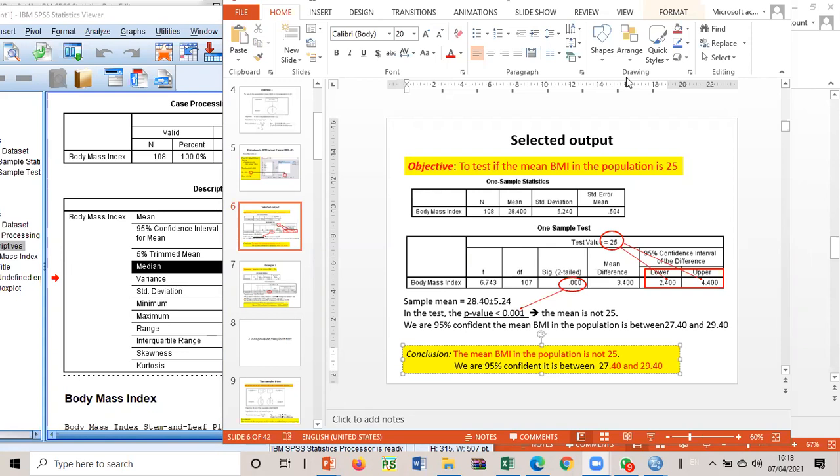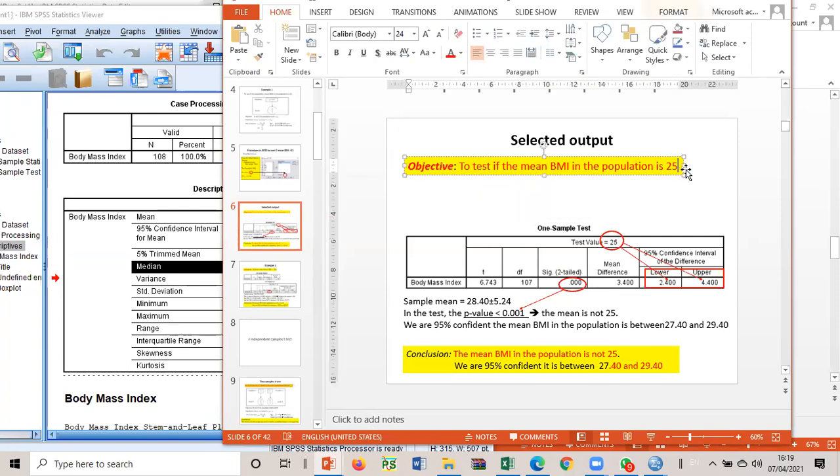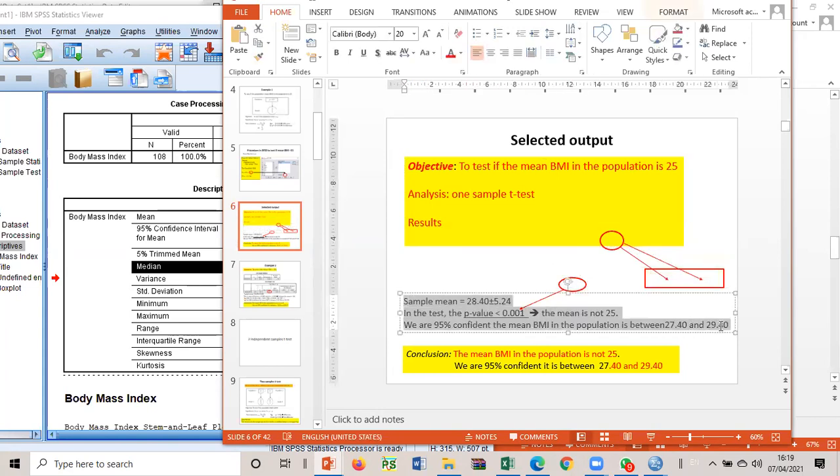Anne, are you there, Anne? Yes, Professor. Okay, Anne, can you read what you've written? I did try, but I lost halfway, sorry. I'll say it again, okay? Objective. Have you written the objective? Yes, I have written: to test the mean BMI in the population is 25. One sample t-test. Yes, one sample t-test. Three, results. Results, you put in all these values. That's your results.